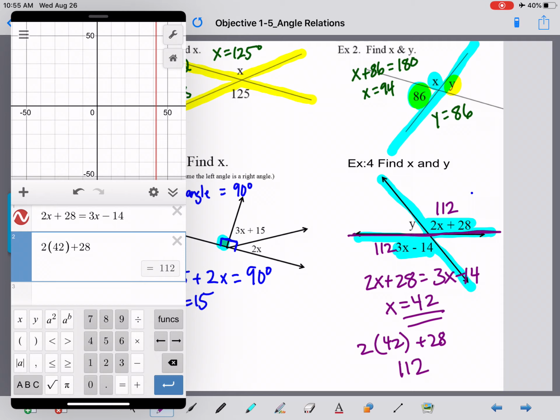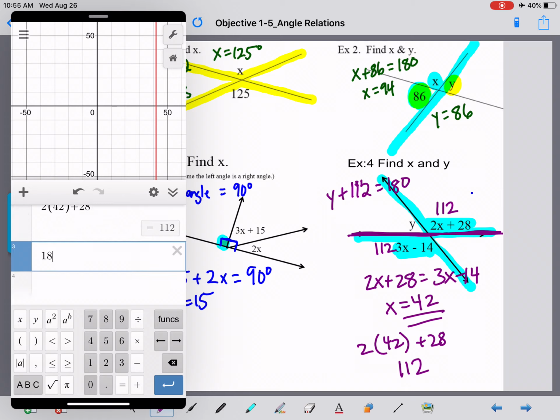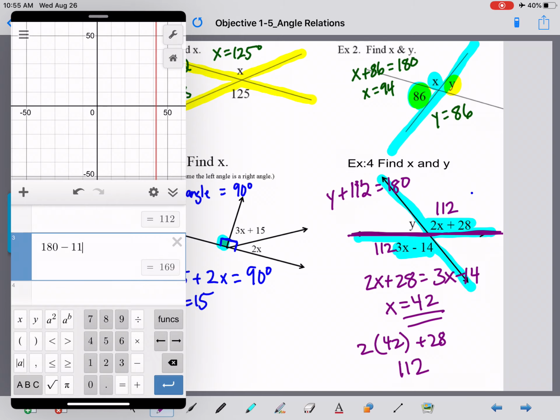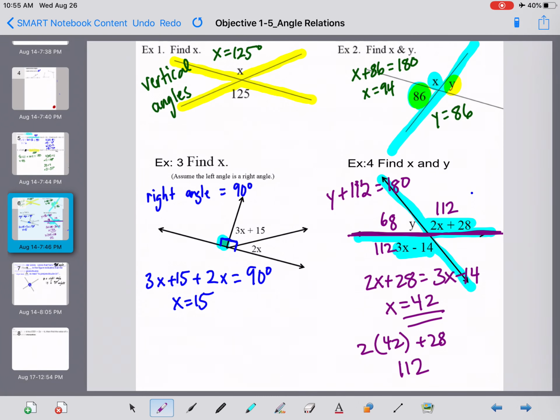That's a straight line, right? Well, maybe the one I drew wasn't very straight, but that's a straight line. Then you would say y plus 112 equals 180. So again, it's just going to be 180 subtract 112, and I get y is 68. So that wasn't so bad. It seemed a little scary because you didn't have anything at first jumping out at you, but it's not so bad.